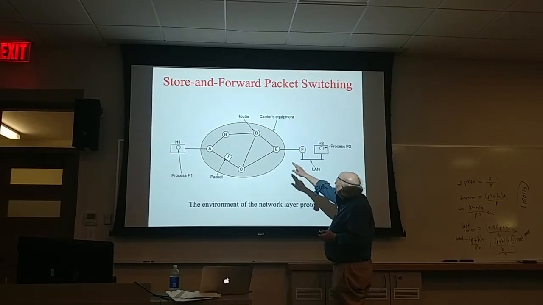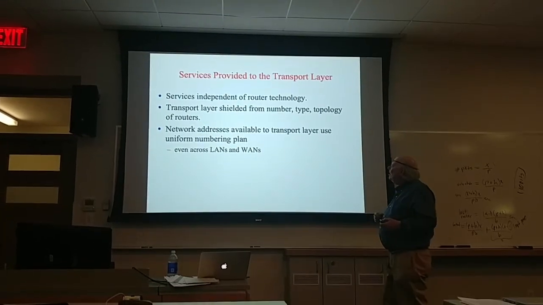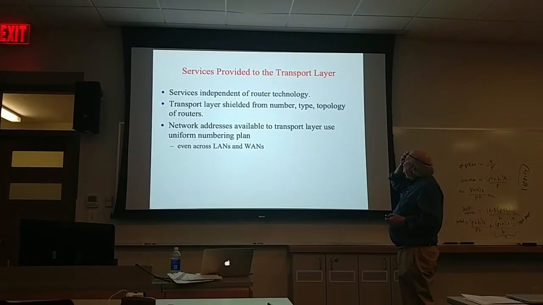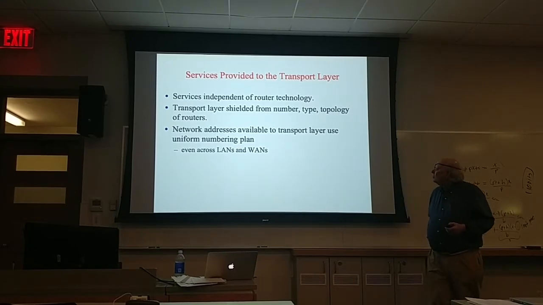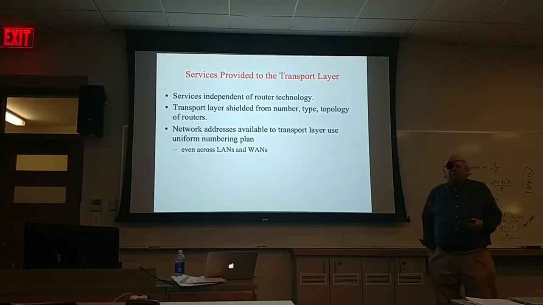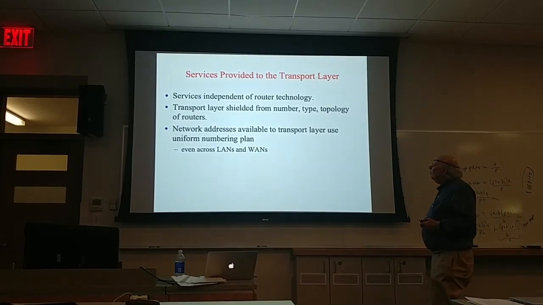Now, the environment area is where relaying is supposedly taking place. The packet comes in and is forwarded through the network using the routing algorithms we just saw. The services are independent of the routing technology. The transport layer is shielded from the number, type, and topology of routers. Network addresses are available, and the transport layer uses a uniform numbering plan. Actually, I don't believe there's any need for it to be available to the transport layer or to the applications. That's another point to talk about later.